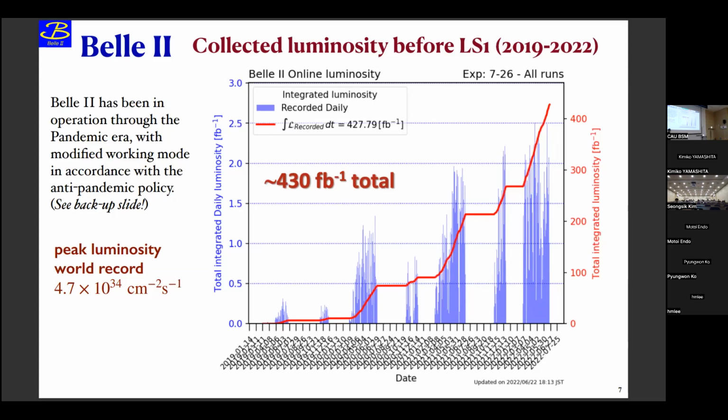And this is the end of last July when we started the first phase run. Just before we entered the long shutdown period, we had accumulated 430 inverse femtobarn total sample, which is about 40% of what we accumulated in Belle. Out of these 430, about 360 is on Upsilon(4S). That's about one half of the sample that we have in Belle. So combining Belle and Belle 2, we have about 1.1 inverse attobarn data sample at Upsilon(4S), or B B-bar.